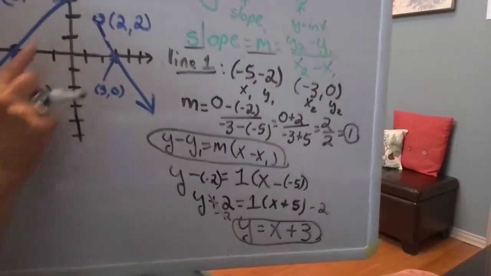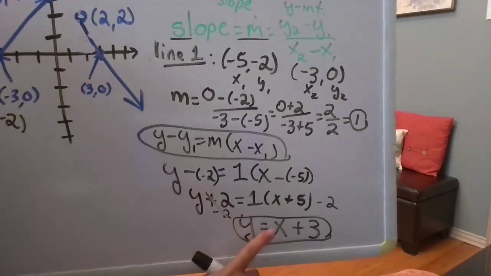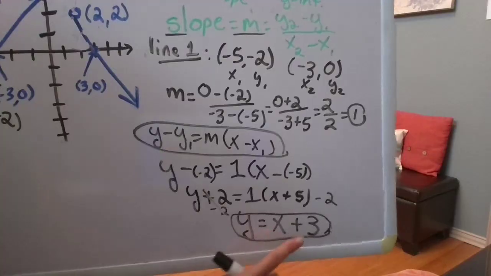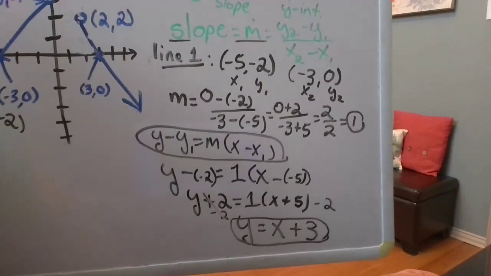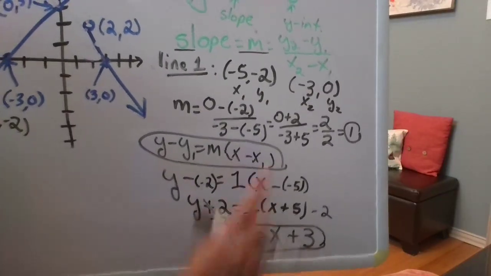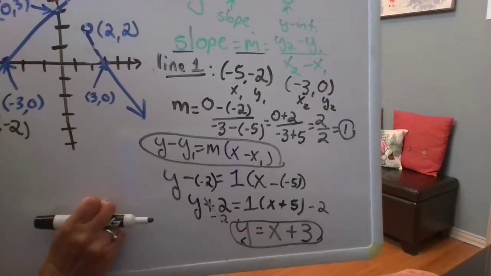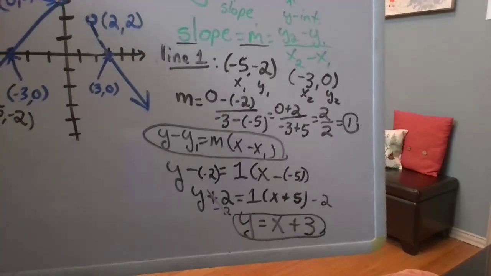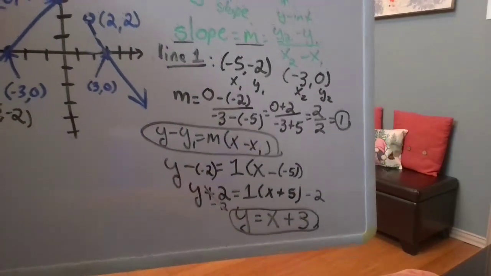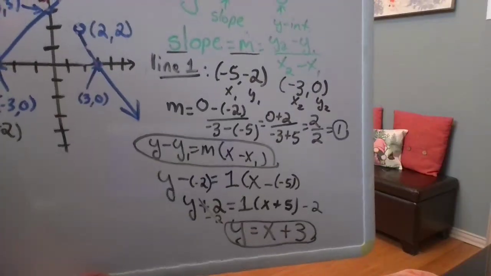Now you can see on our graph, it's the same thing that we had found by looking at the slope, seeing it was up 1, right 1, and that the y-intercept, or where it crossed the up and down y-axis, was at 3. We would follow these same steps for our second line, but I'm not going to do that here because I want to keep this video as concise and short as possible. It is the same answer that we found before.